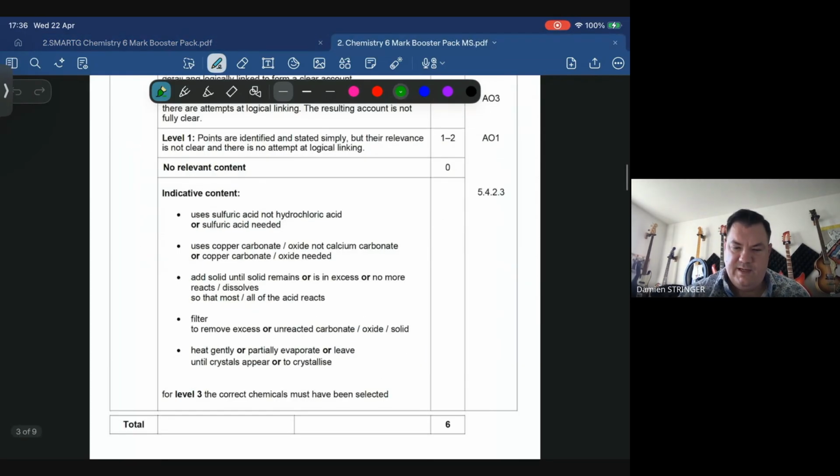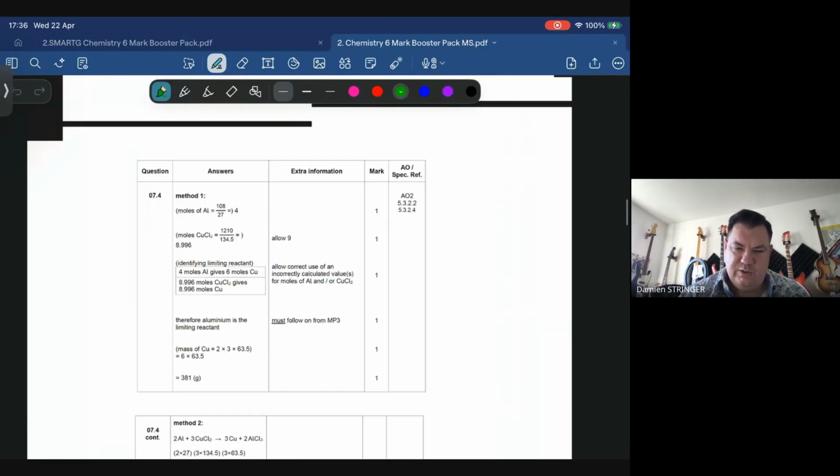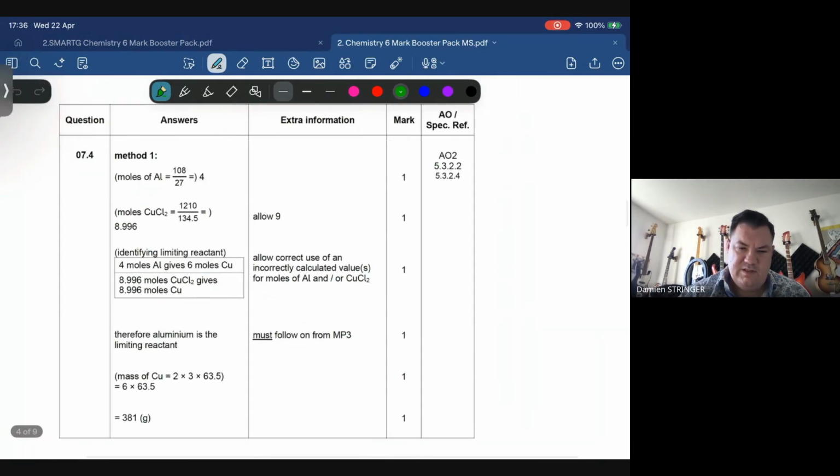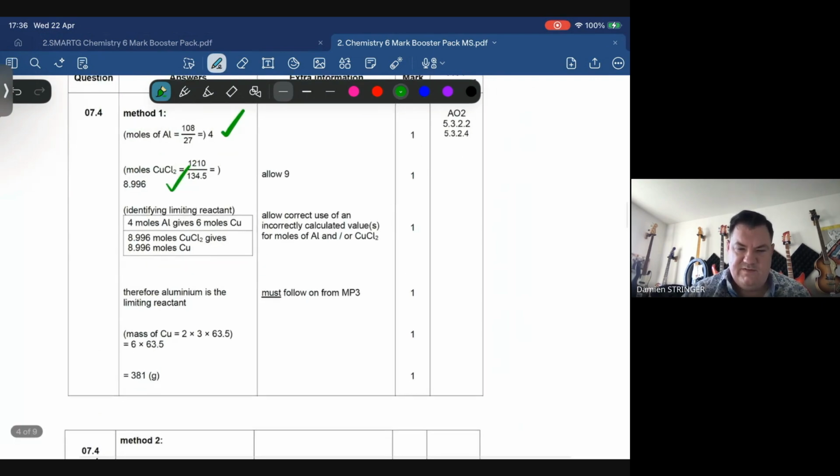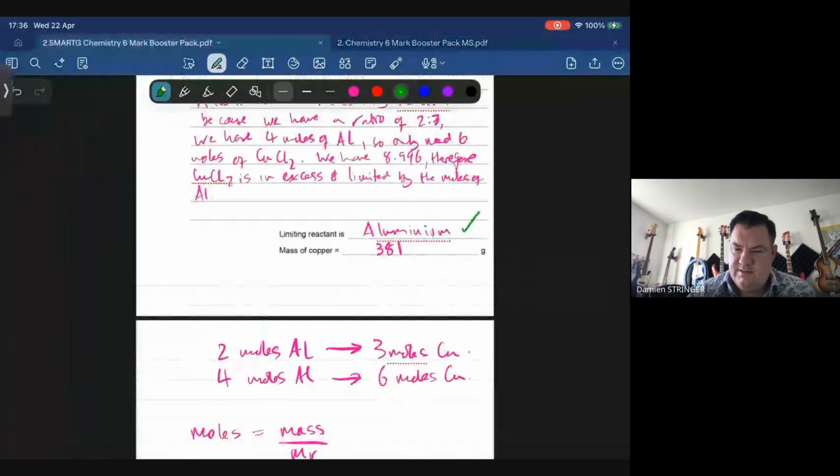So if we have a look on the mark scheme, what have we got? We've got two methods. Moles of Al, well, we did that. We got the 8.996, we got that. 4 moles gives 6, yeah. I don't know what that other bit is, but we've got that bit right. Therefore, aluminium is limiting, yeah. Mass of that, yeah. So we've got all those parts, and you've got your 6 marks.